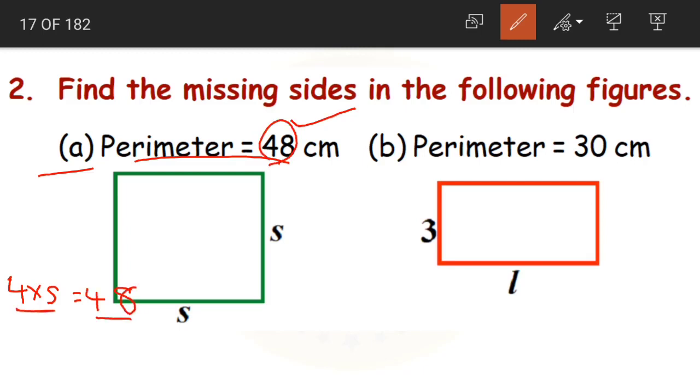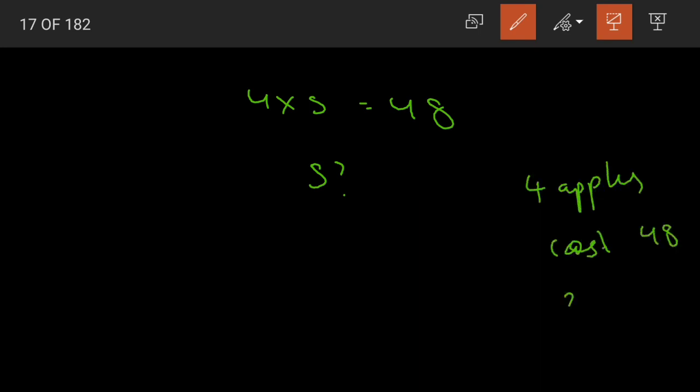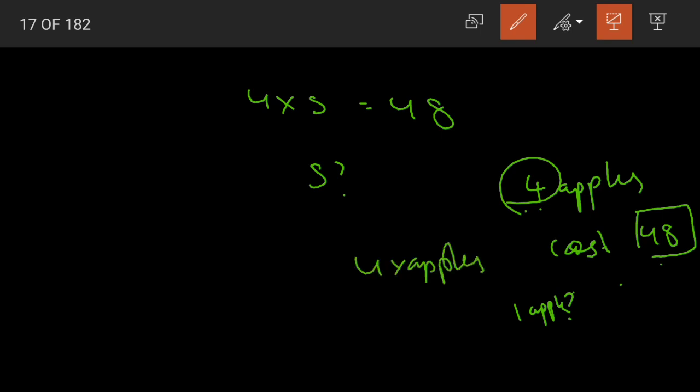And what should we find out here? We do not know the value of S. 4 into S is equal to 48. So how much will S be equal to? If you remember word problems, children, when I say 4 apples cost 48 rupees, now how much will 1 apple cost? How did you find out? The total divided by the number of apples. Yes, 4 into apples is equal to 48. This is what we can write, right? So what is the cost of 1 apple? What did we do? 48 divided by 4.